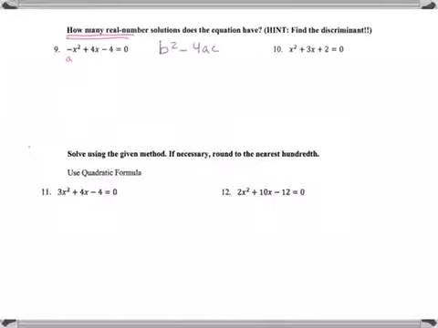We know our a value is -1, b is 4, and c is -4. So we'll plug this into the discriminant. So that's 4 squared minus 4 times -1 times -4. Here we should get a discriminant equal to 0, which means we have one real solution.